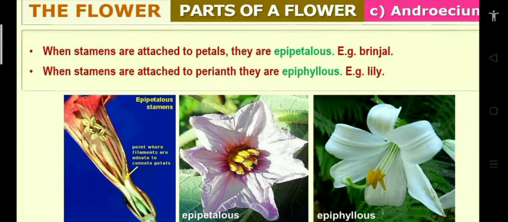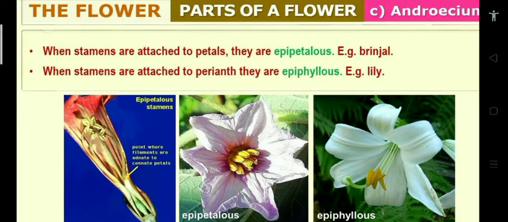Stamens are attached to other floral parts. When stamens are attached to the petals, that is called epipetalous condition, example brinjal, Solanum melongena, Solanaceae family. When stamens are attached to the perianth, that is epiphyllous condition, example lily, Liliaceae family.